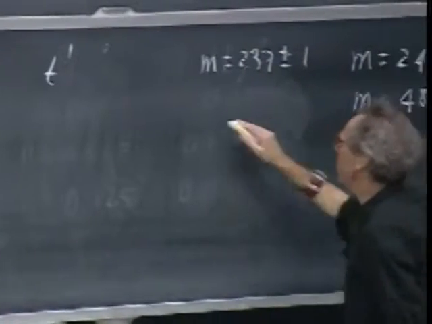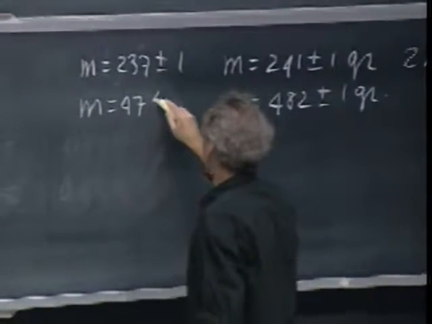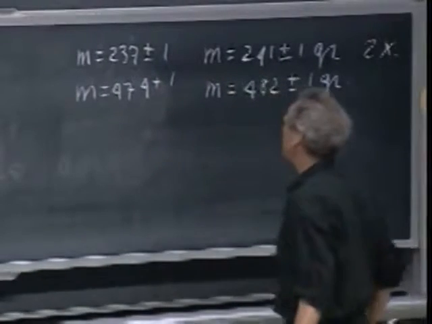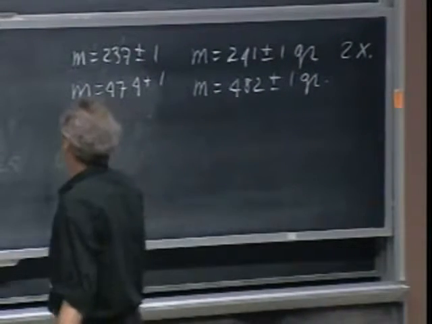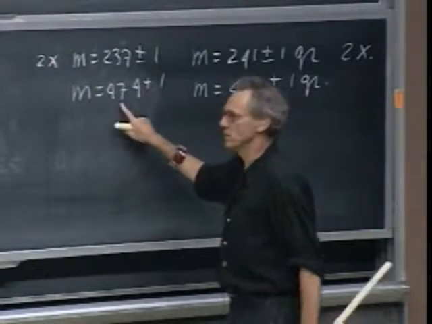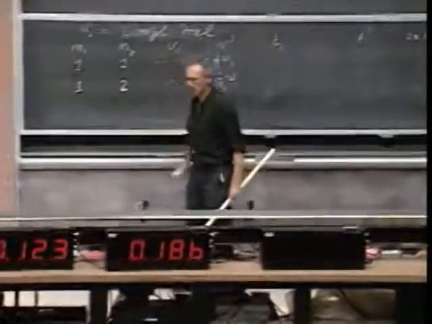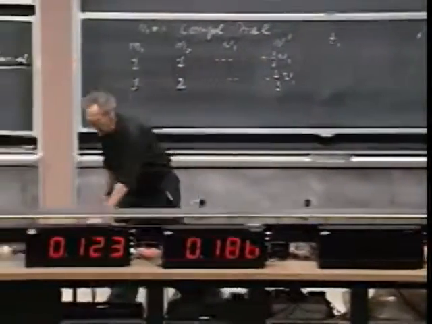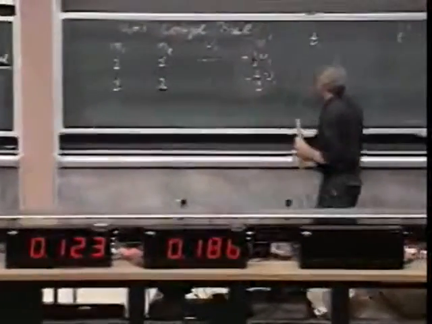Plus or minus 1 gram, and I have one that is 474 plus or minus 1 gram. Not too different from this. I have 2 of these cars, and I have 1 of these. And first I'm going to slam these 2 onto each other. And so when they collide, I expect the speed to be half.